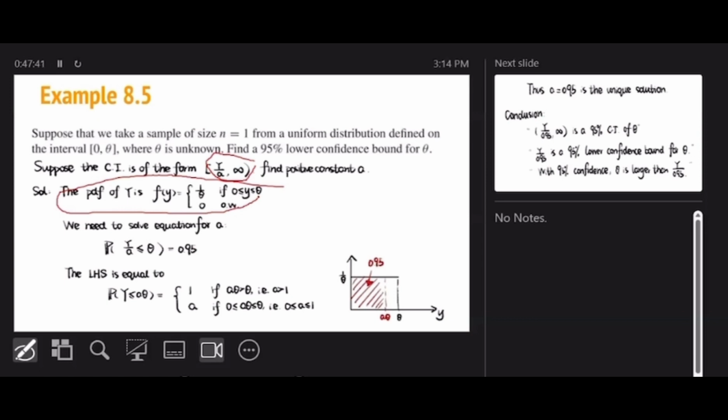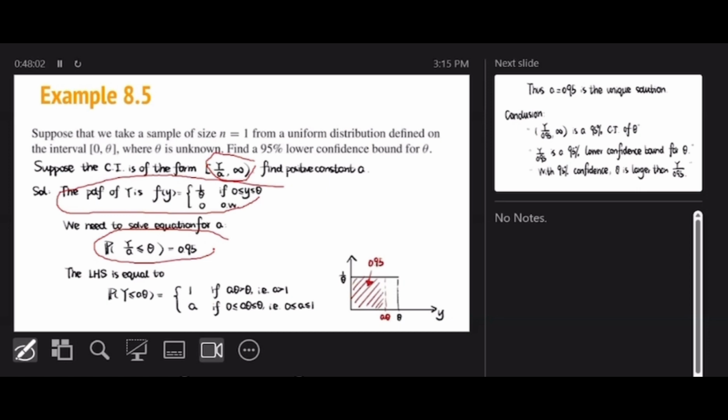Now, what do you want to find? You want to find the probability of y over a less or equal to theta equal to 0.95. Why do we say equal to 0.95? Because we actually want to find the 95% lower confidence bound for theta.